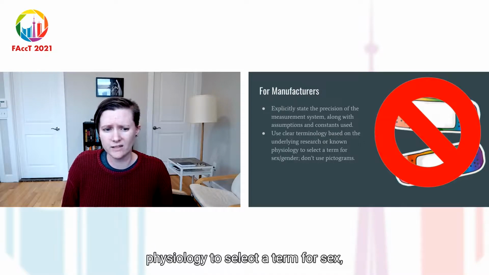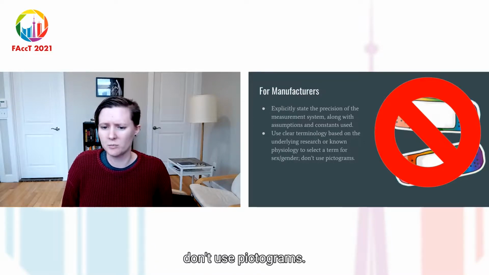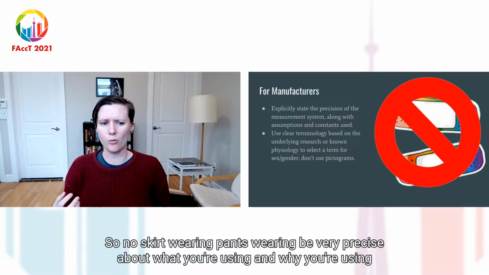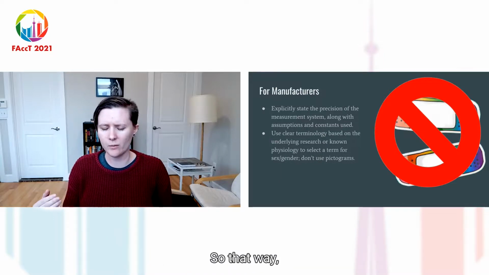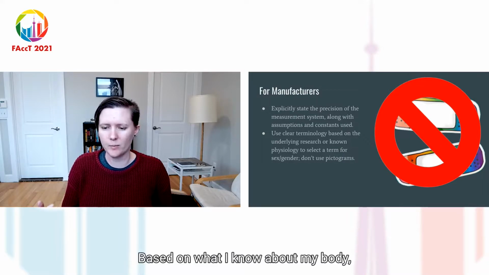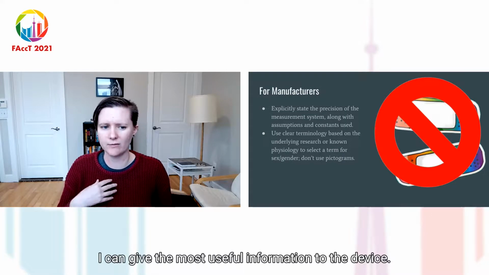And the other recommendation is to use clear terminology based on the underlying research or known physiology to select a term for sex or gender, and especially don't use pictograms, so no skirt wearing, pants wearing. Be very precise about what you're using and why you're using it, so that a non-binary or trans or intersex user can say, okay, based on what I know about my body, I can give the most useful information to the device.